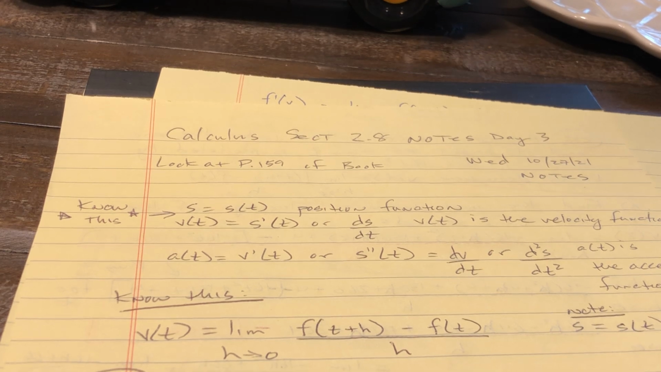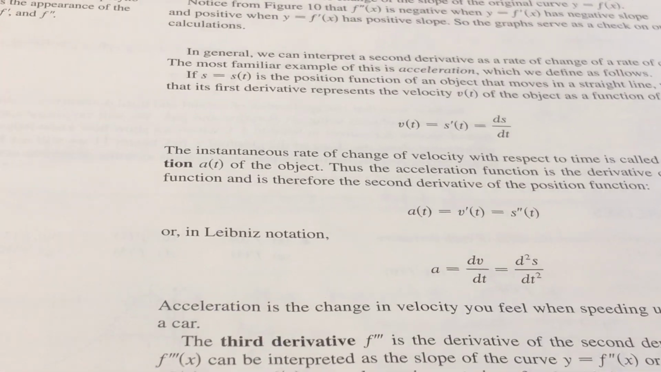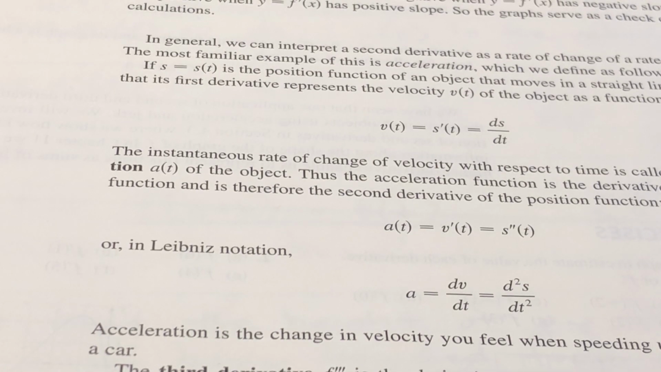So, page 159. Let's look at that in the book that we technically use. Look at the bottom here of page 159. All right, so let's talk about first and second derivatives. In general, we can interpret a second derivative as a rate of change. The most familiar example of this is acceleration, which we define as follows.